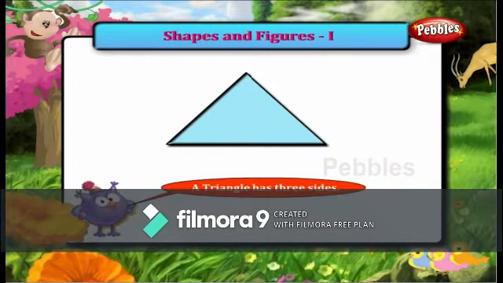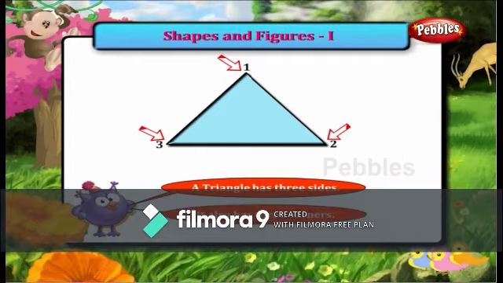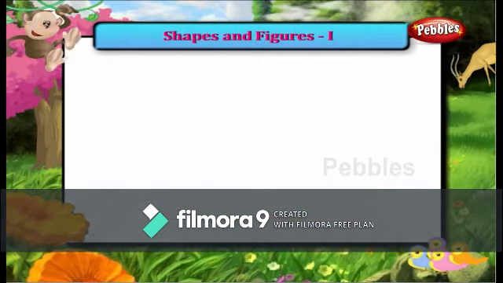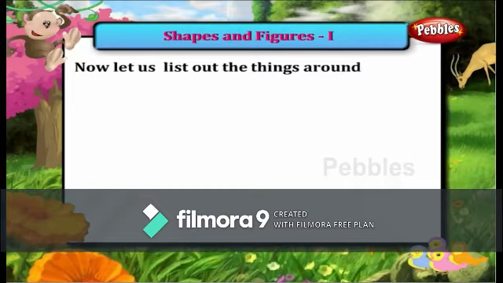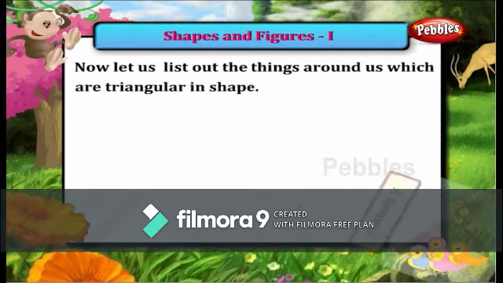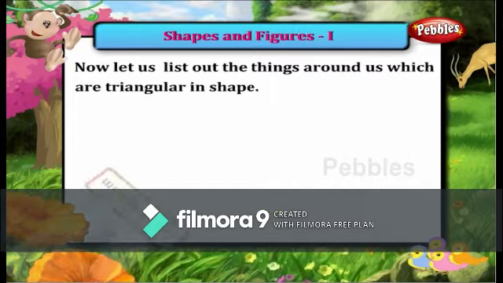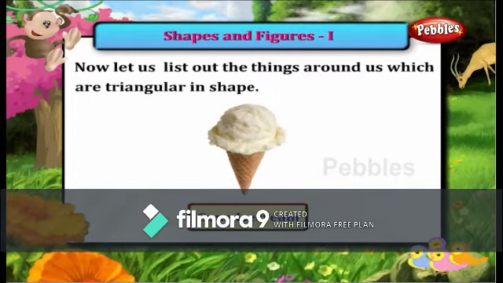A triangle has 3 sides. It also has 3 corners. Now let us list out things around us which are triangular in shape. Samosa, cone ice cream.